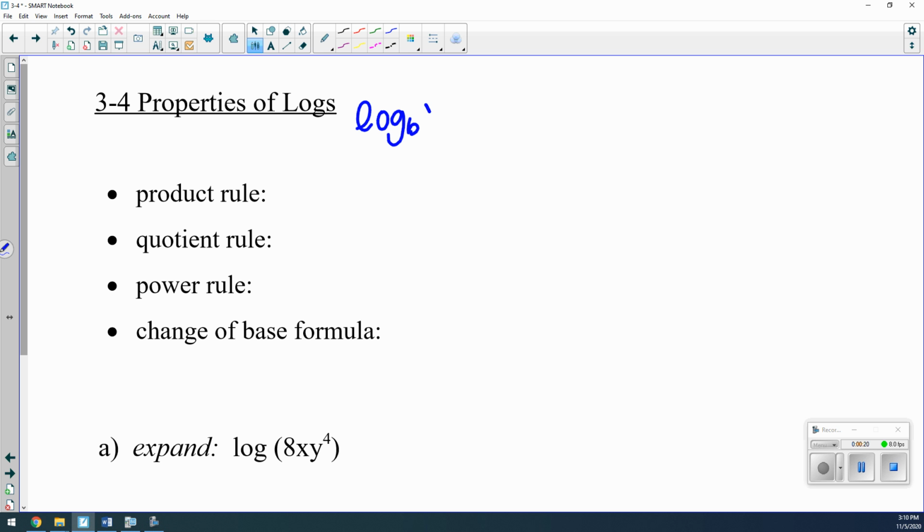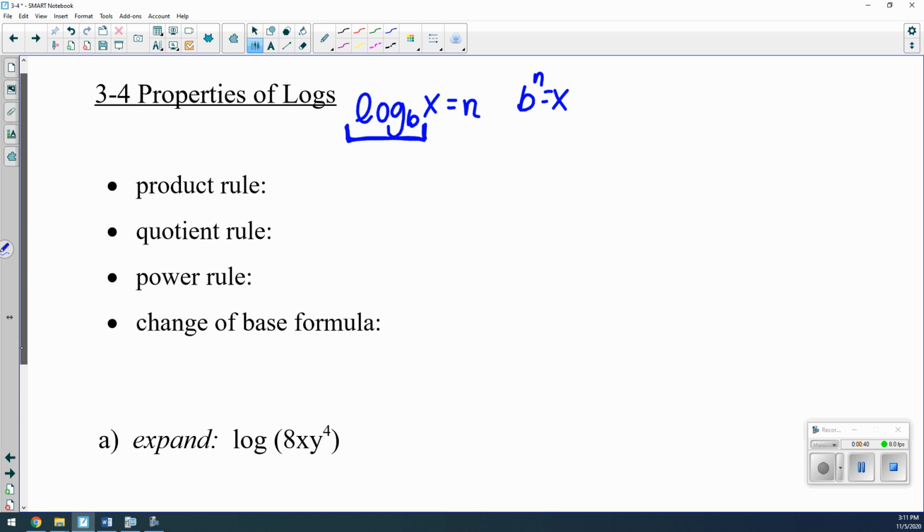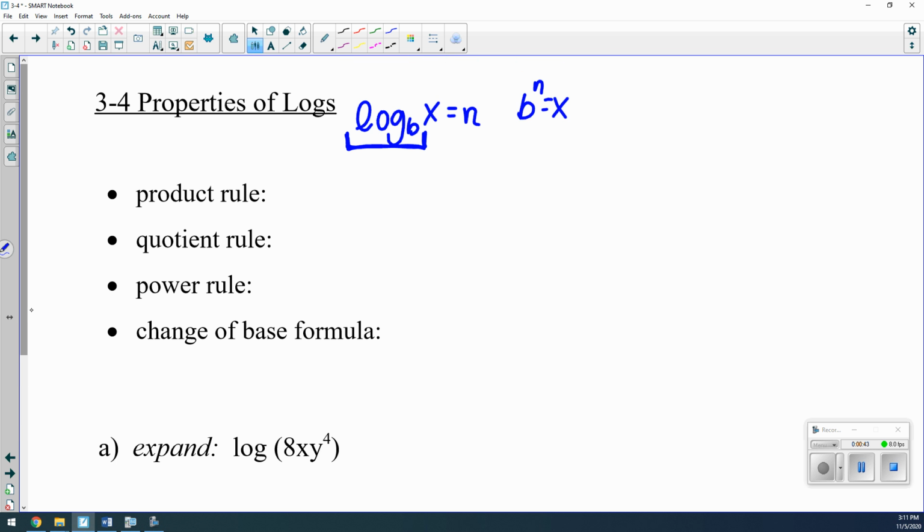b of x is equal to n, and then we can rewrite that as b to the n is equal to x. Well, the point is we have to be able to get something down to just a singular log. So these three rules, product, quotient, and power rule, will give us some tools to either expand or condense logarithm statements like we have in A and B, and allow us to solve logarithmic equations. So let's review the rules. Let's talk about the change of base formula, and then let's expand and condense.